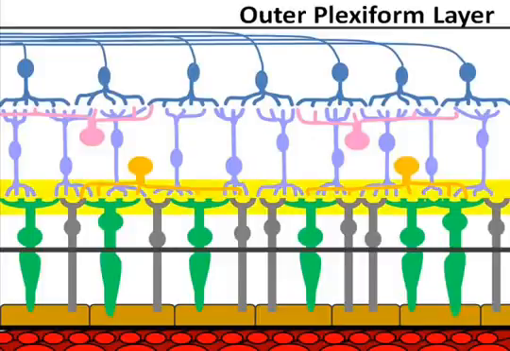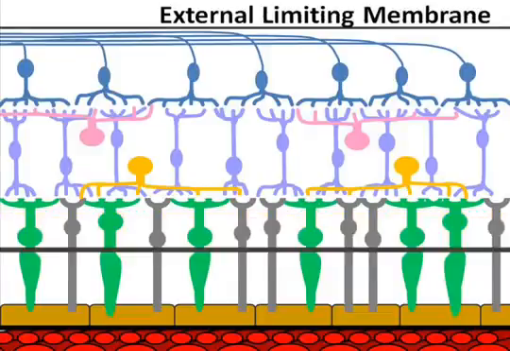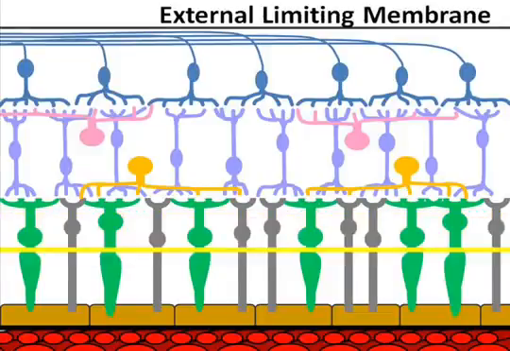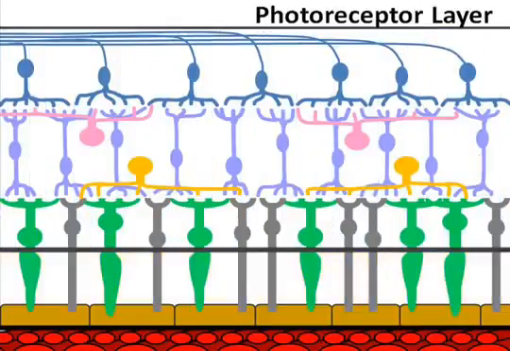Underneath the internuclear layer is the outer plexiform layer, a layer of connections between two layers of nerve cells. The outer nuclear layer contains the top portion of the photoreceptor cells, including the nuclei of the cells. The external limiting membrane is formed by the attachment of the Mueller cells to one another, as well as to the midsection of the photoreceptor cells. Below this membrane is the light-sensing portion of the photoreceptor cells, that is, the rods and cones.